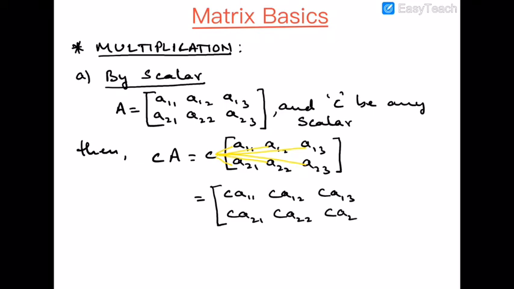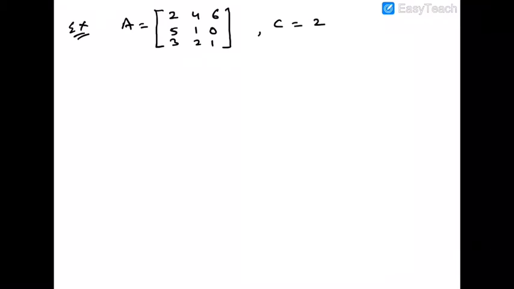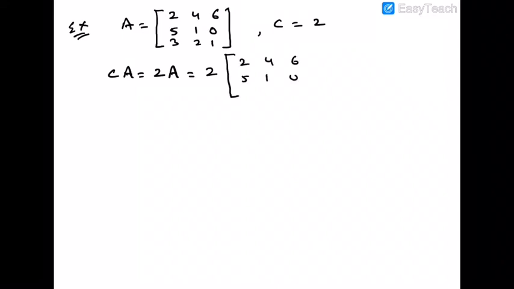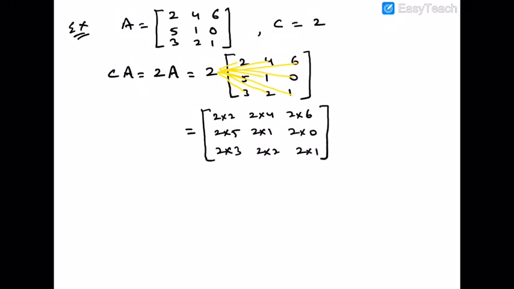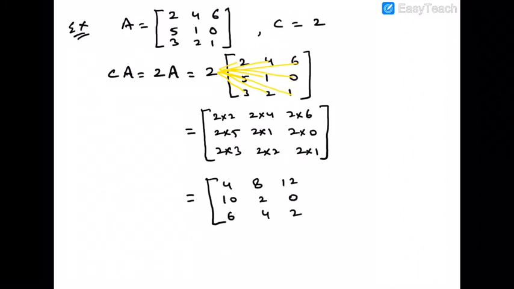then until CA23. Now let's take an example where A is equal to 2, 4, 6, 5, 1, 0 and 3, 2, 1 and C is equal to 2. Then CA will be twice A, that is 2 times 2, 4, 6, 5, 1, 0, 3, 2, 1. Then multiply 2 with each and every element of matrix A. Then we will get 2 times 2, 2 times 4, 2 times 6, 2 times 5, 2 times 1, 2 times 0, 2 times 3, 2 times 2, 2 times 1, which will be 4, 8, 12, 10, 2, 0, 6, 4, 2.